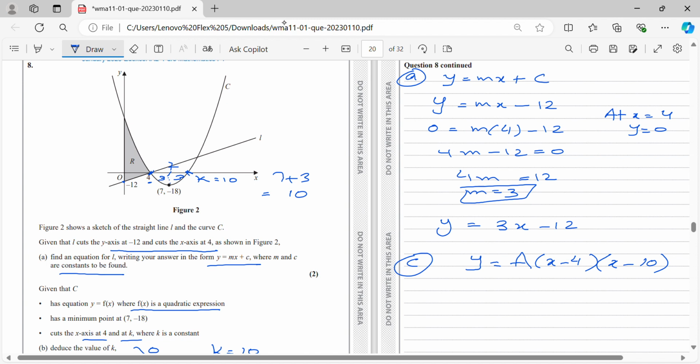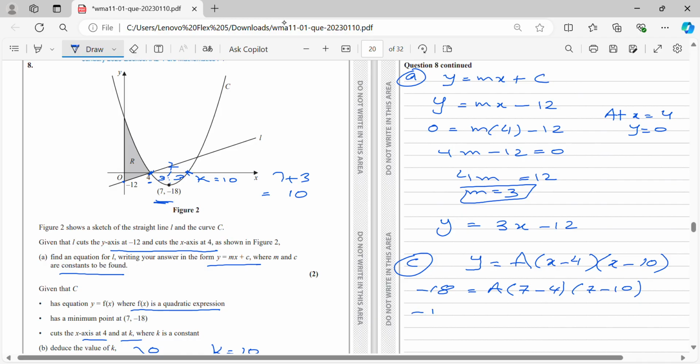Right now I can see I have this turning point, 7 and negative 18. So I replace y with negative 18, write a as it is, and x with 7. Substitute any point that lies on a curve. So far I have 7 and negative 18 lies on the curve. 7 minus 10.